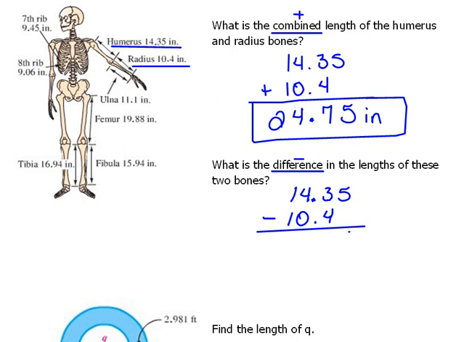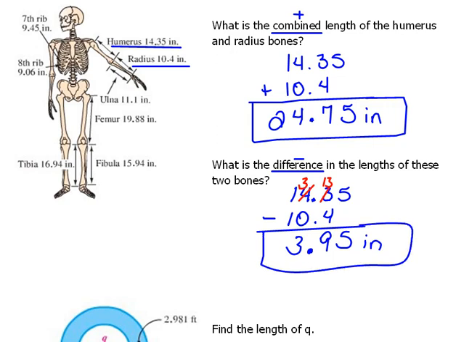5 minus nothing would be 5. Now here we can't take 4 from 3, so we will have to borrow and turn that into tenths. So that would be 13 of those tenths. Now 13 minus 4 would be 9. We keep our decimal nice and lined up. 3 minus 0 would be 3, and 1 minus 1 would be nothing. So it looks like the difference in those two bone lengths would be 3.95 inches.